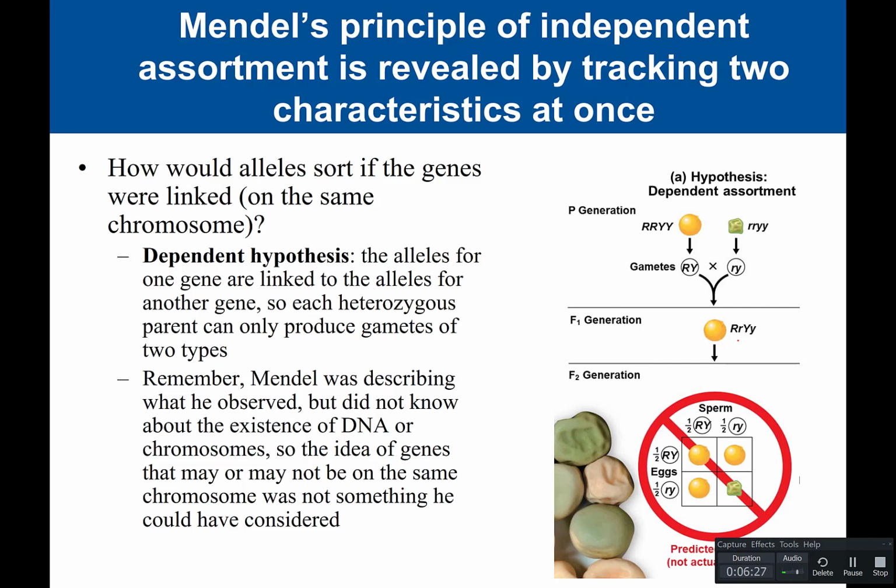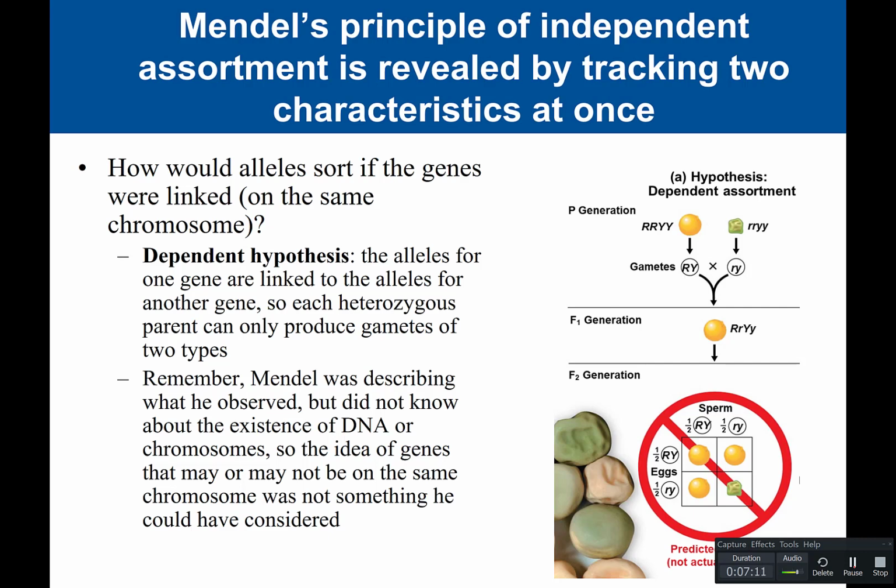So we're going to go through two different hypotheses for how these genes are passed down. In the dependent hypothesis, the alleles for one gene are linked to the alleles for another gene, so that a heterozygous parent can only produce gametes of one type or of two types. Remember that when Mendel was doing this, he did not know about the existence of DNA or chromosomes. So the idea of genes that may or may not be on the same chromosome was not something he could have considered. He just wanted to know, were those traits linked? So let's walk through this.